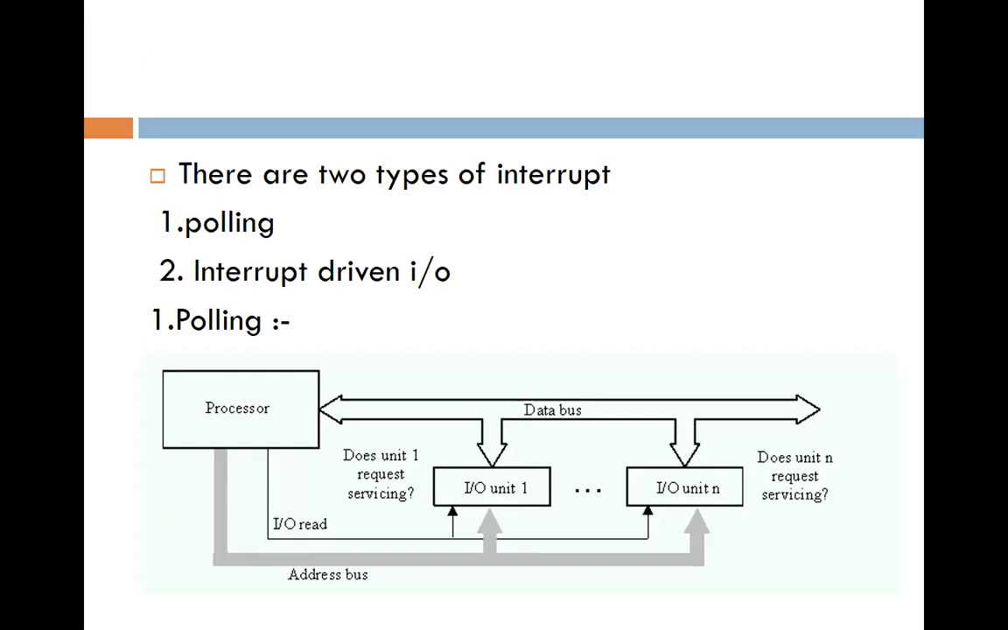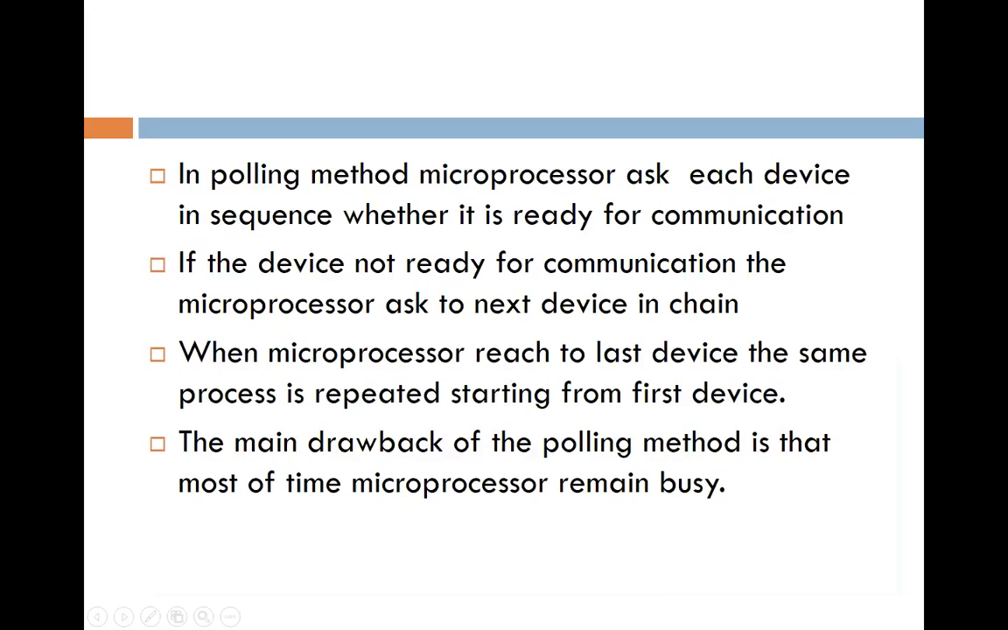Now we will discuss the polling interrupt. In a polling interrupt, the microprocessor asks each and every device for a data transfer request. In the polling method, the microprocessor asks each device in sequence whether it is ready for communication. If the device is not ready, the microprocessor asks the next device in the chain. When the microprocessor reaches the last device, the same process is repeated starting from the first device. The main drawback of this polling method is that most of the time the microprocessor remains busy.